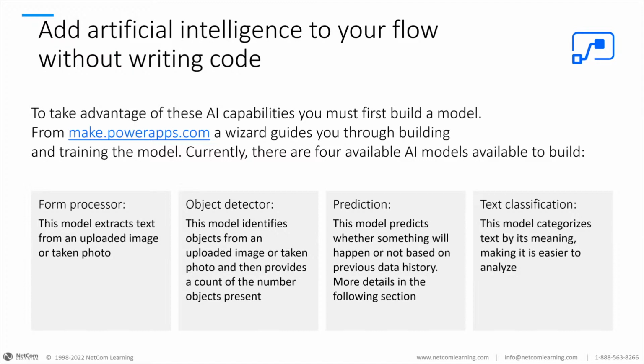If you're into counting animals, I wonder how many cows are in that field. You can run the AI tool against that. You can do prediction, and here you've got a model that predicts whether something will happen or not based on data history and seeing how things have occurred around that. And text classification, so being able to categorize text by its meaning, making it a bit easier to analyze.